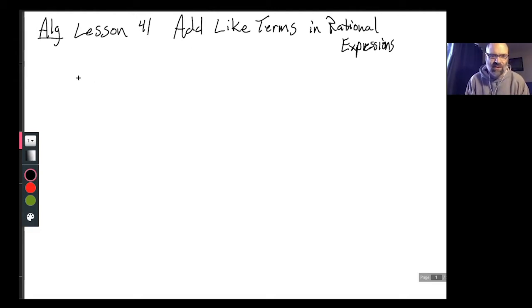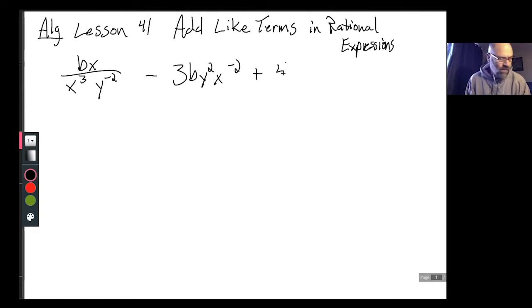So if we have something like this, bx over x cubed y to the -2 minus 3by squared x to the -2 plus 4y squared over bx squared. That looks like a mess. And at first glance, it doesn't look like there's any like terms, right? It looks messy.